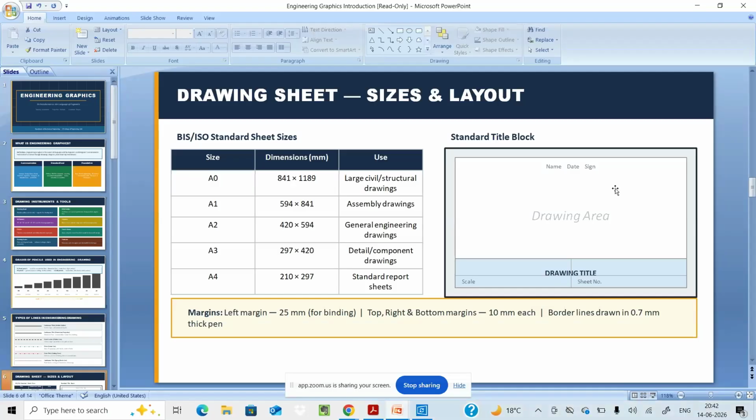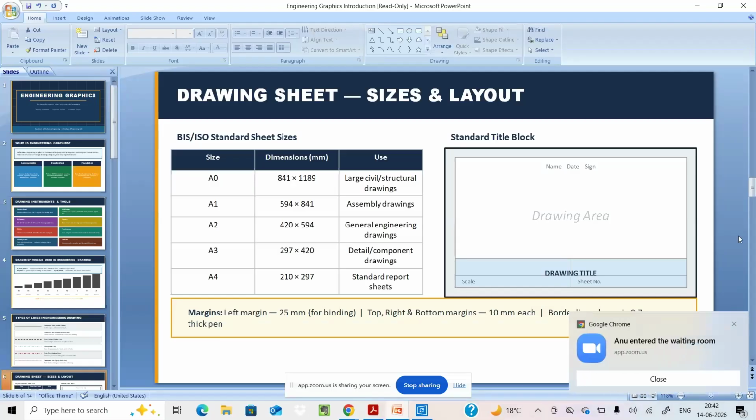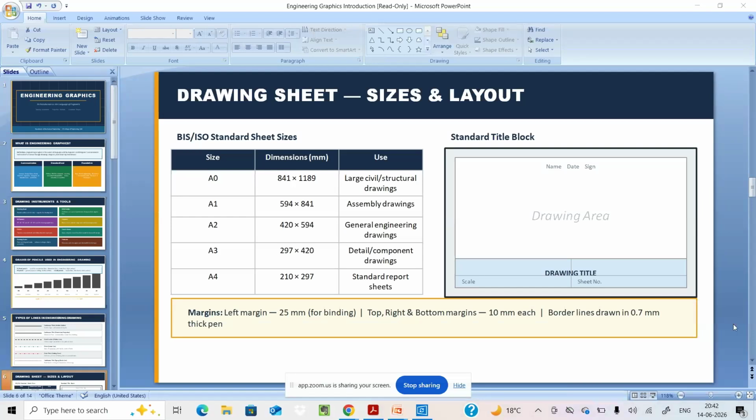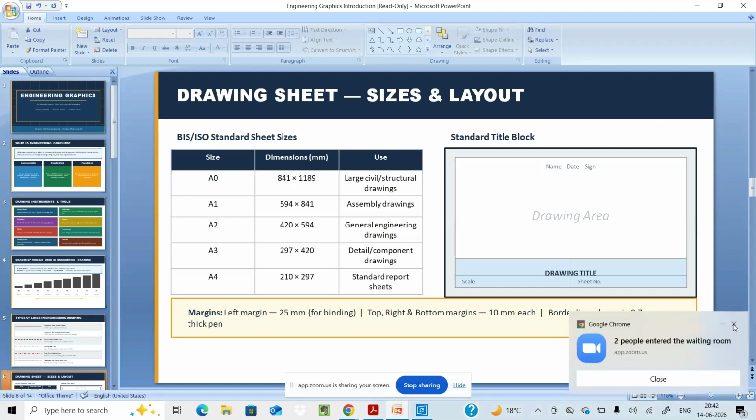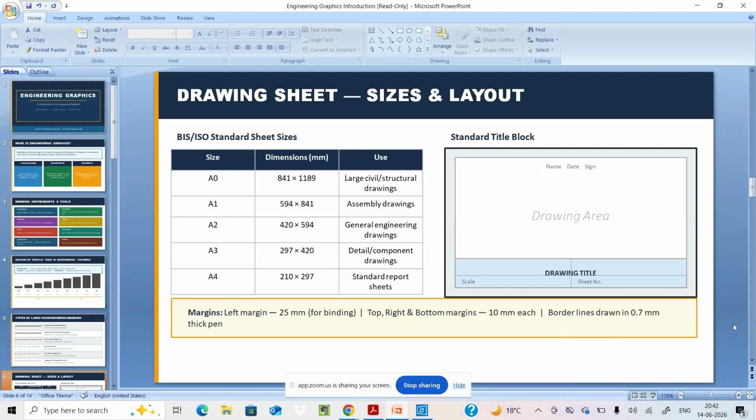This is the way you will have a so-called title box in a drawing sheet. You should draw the margin, the name, date, and sign. In each and every sheet you should have your name, the date, and everything, because day by day some modifications have to be made for manufacturing purposes. For that reason, they number the sheet as well as the title. Everything is very important in that sheet, because your production will be carried out based on the sheets.